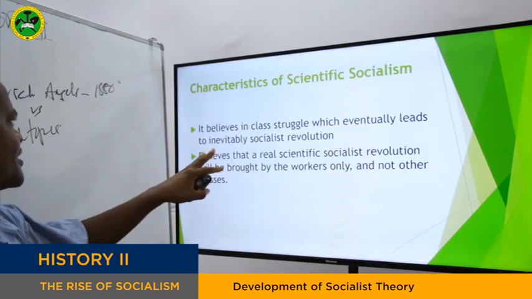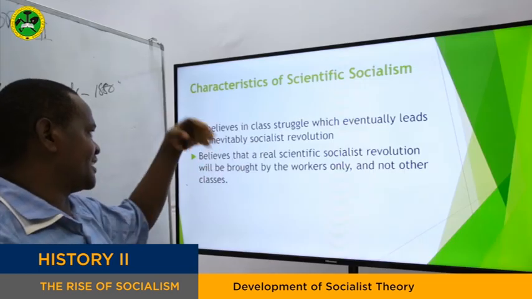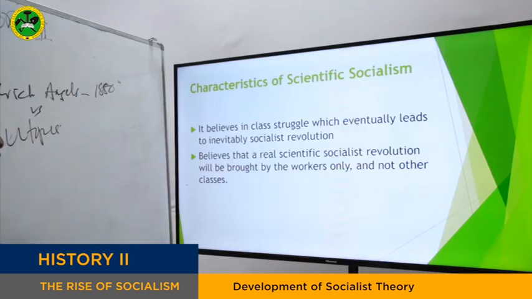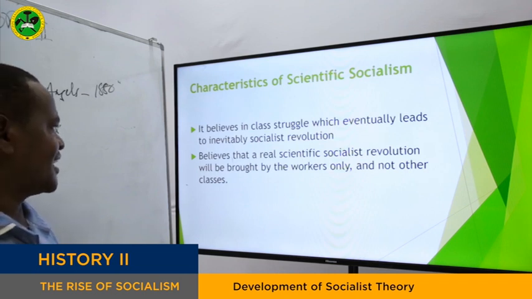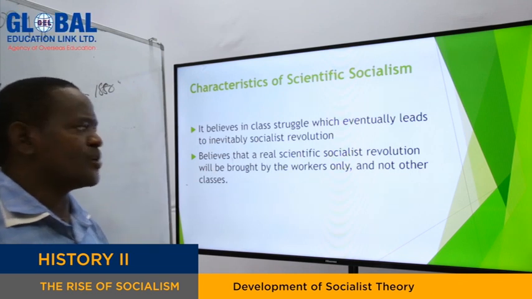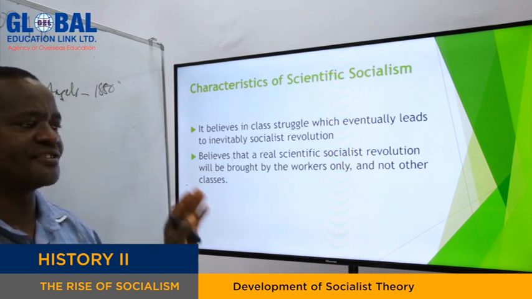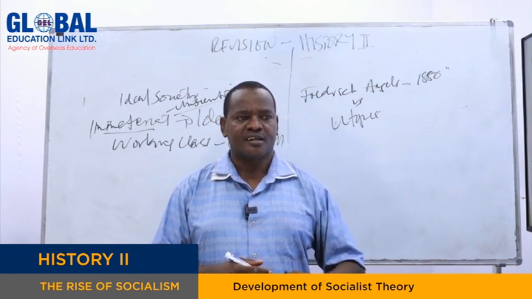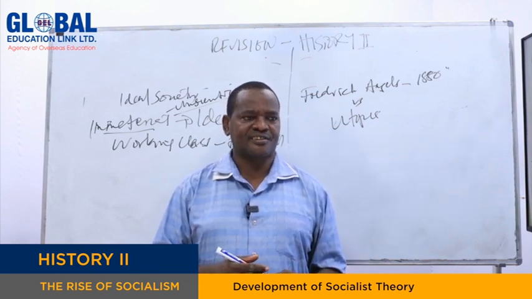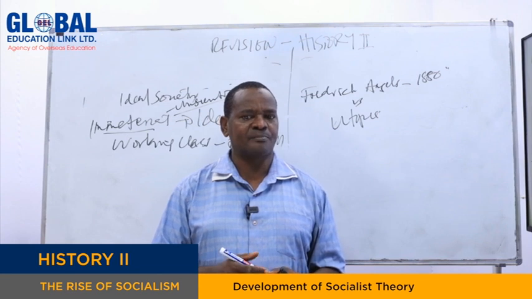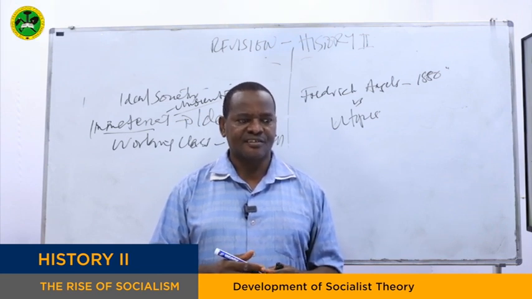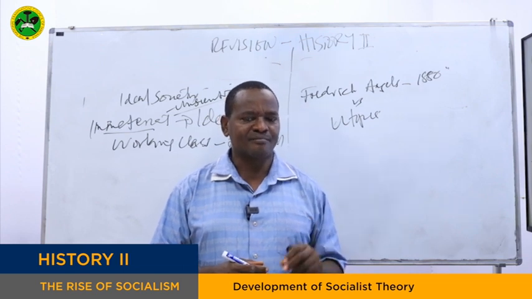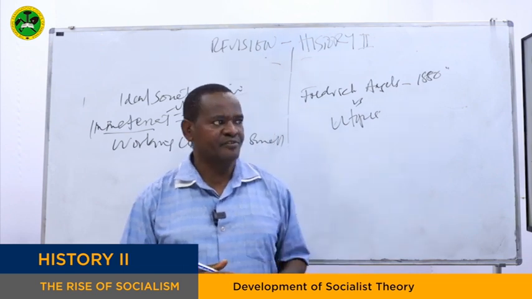Another characteristic is that it believed, as I said earlier, in class struggle, which will eventually lead to inevitable socialist revolution. They believe that a real scientific socialist revolution will be brought by the workers and nothing else. And this, of course, contradicts what happened in China, where the revolution was a peasant revolution. So he believed that revolution can be brought by the workers and nobody else. This is what is meant by scientific socialism as it was proposed by Dr. Karl Marx and Friedrich Engels.